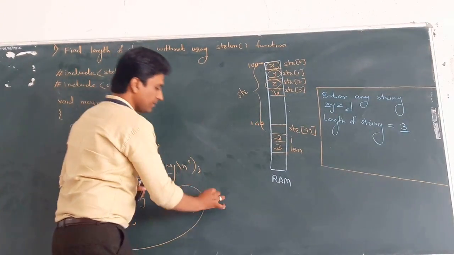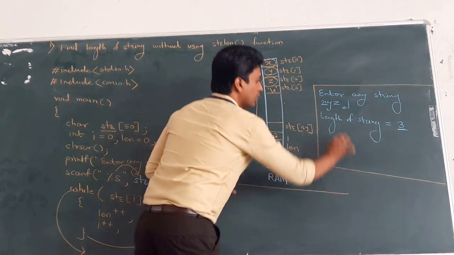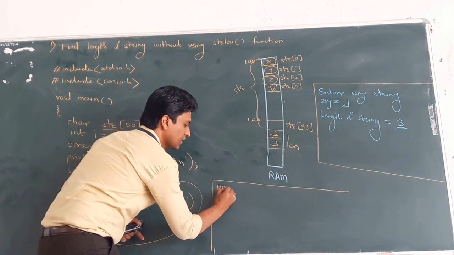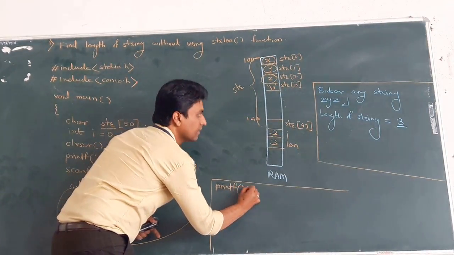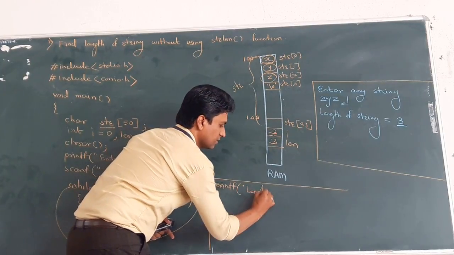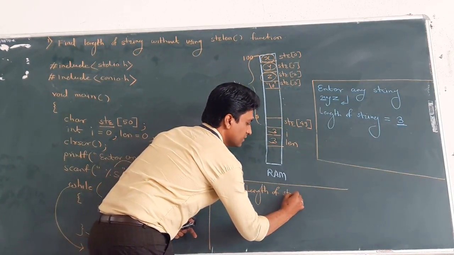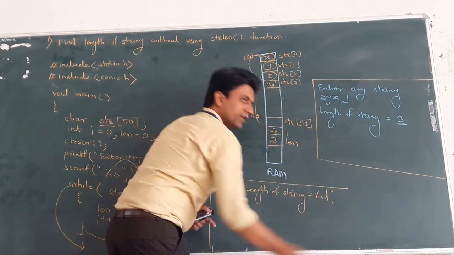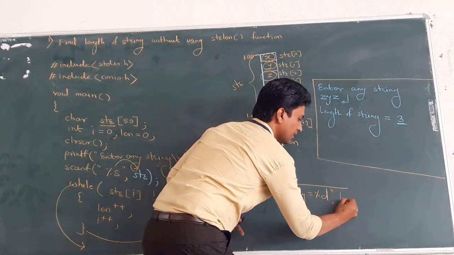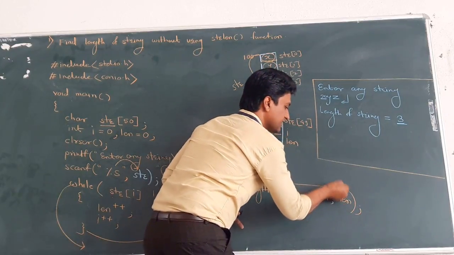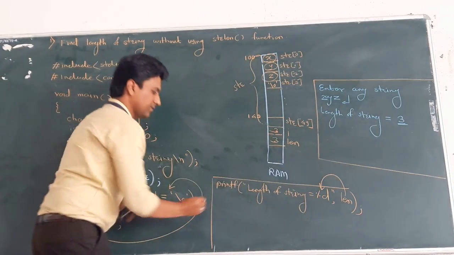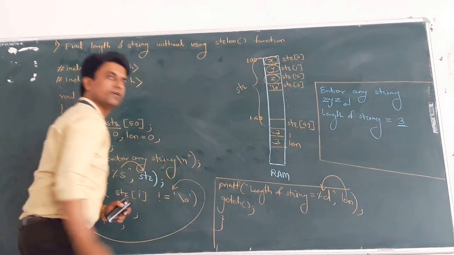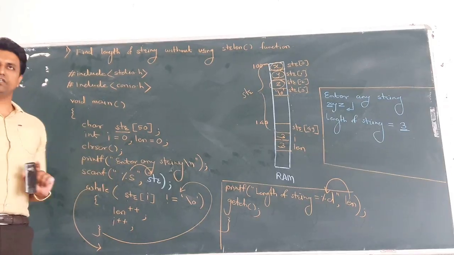After coming out of the while loop, what is the message? Length of the string is equal to 3. Means use printf: length of the string is equal to %d, comma length, because length is stored into which variable? Length variable. Then write the statement getch and complete the main function.